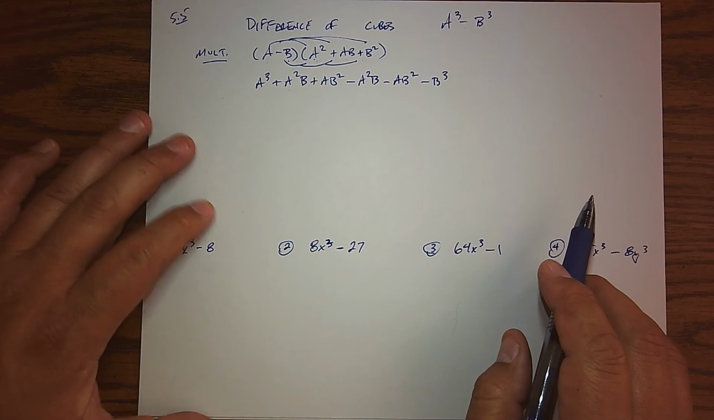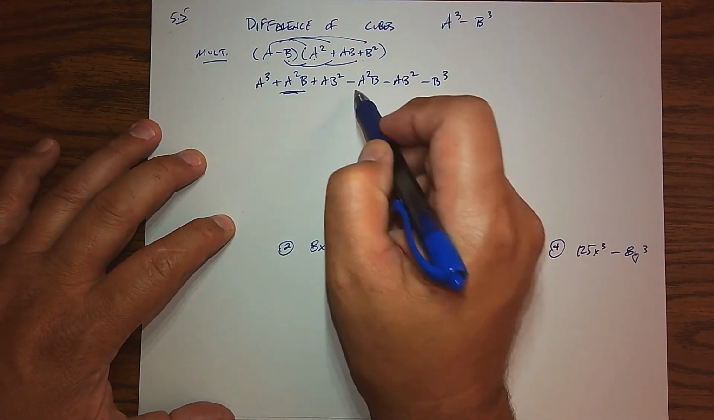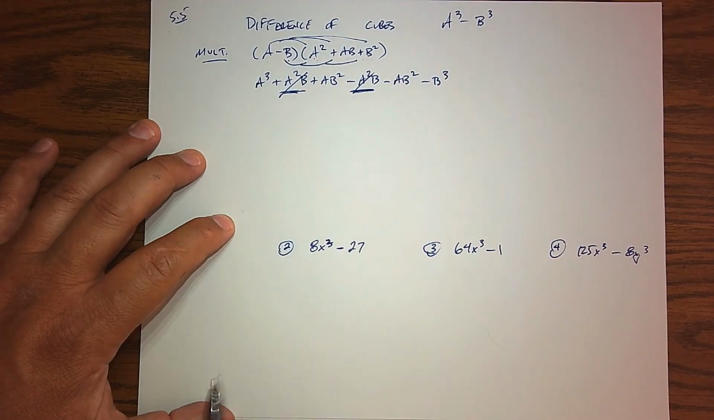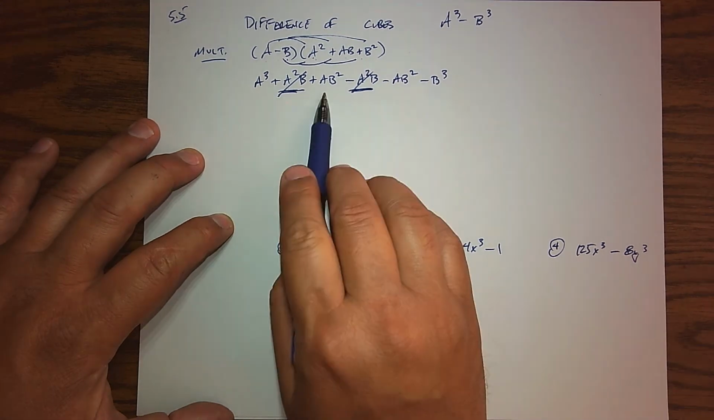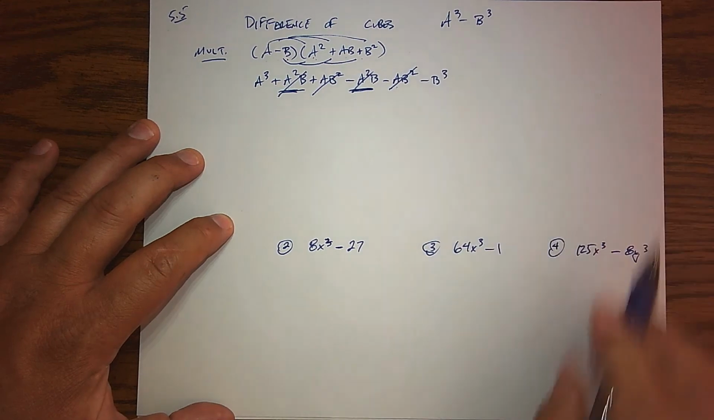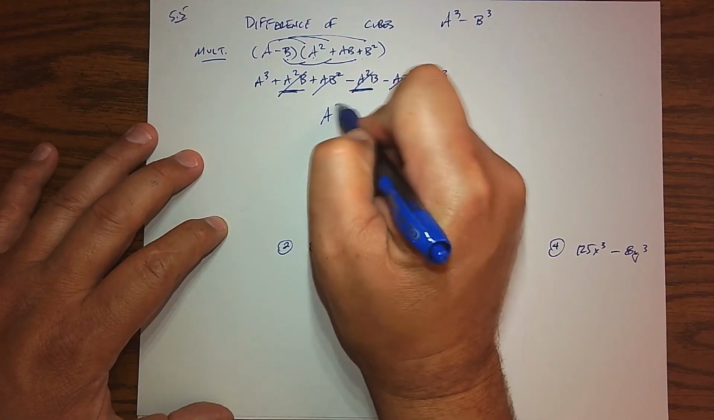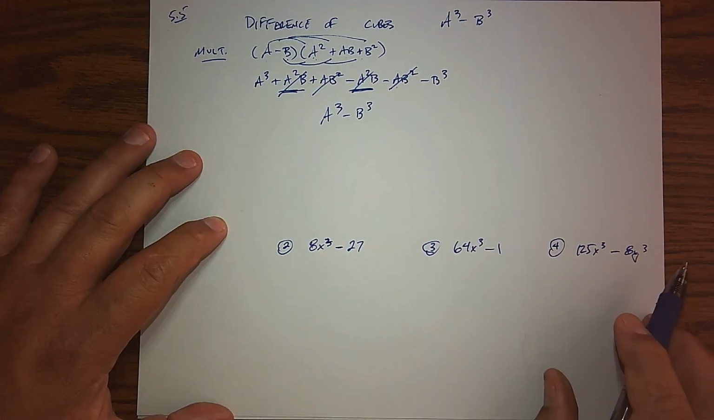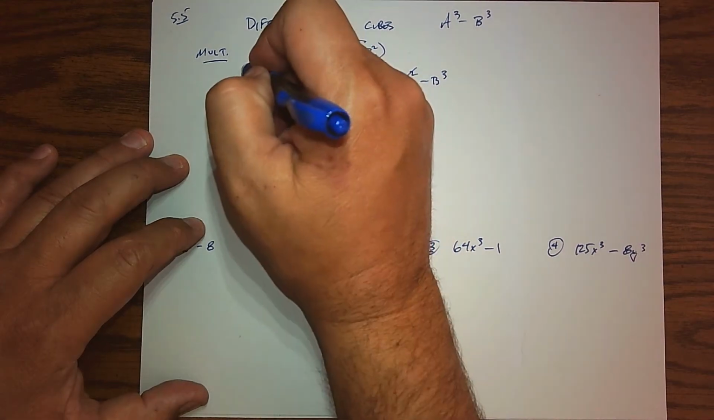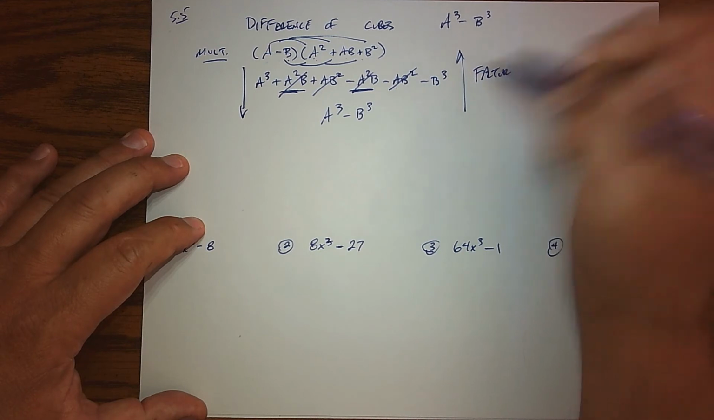When we look closely, we notice that here's a positive a squared b and here's a negative a squared b, so those 2 terms cancel each other out. Then there's a positive ab squared and a negative ab squared, so those 2 terms cancel out. What's left is the difference of cubes. There's the breakdown. What we just did is multiplication. If we were asked to factor it, there's the factorization.